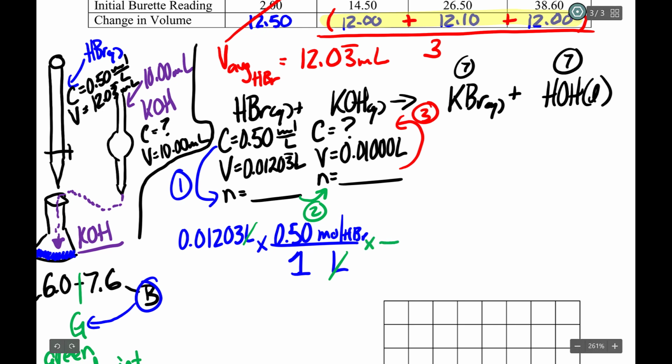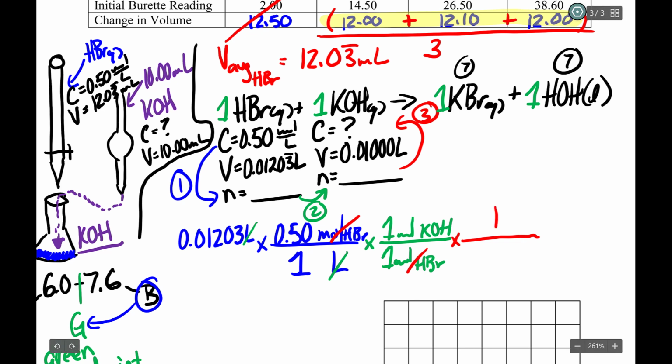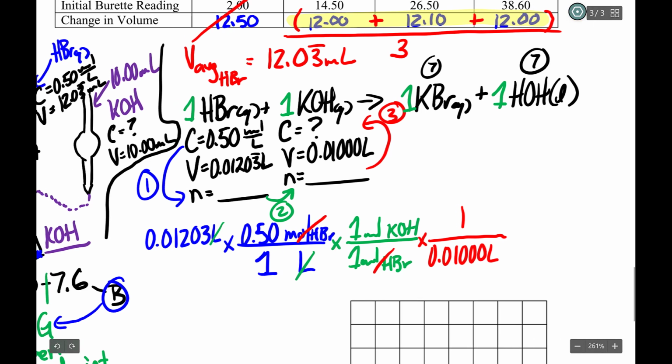I then have to do the mole to mole ratio. Now, this is a 1:1:1:1 ratio. So for every 1 mole of HBr, I have 1 mole of KOH. That's going to cancel out my units of moles of HBr. Now, I don't want to cancel out the moles of KOH. I just want to put it over liters. So I'm going to go 1 over the 10 milliliters, 0.01000 liters. No unit cancels out there. I take everything on top, I hit divide, everything on the bottom, I hit equals.